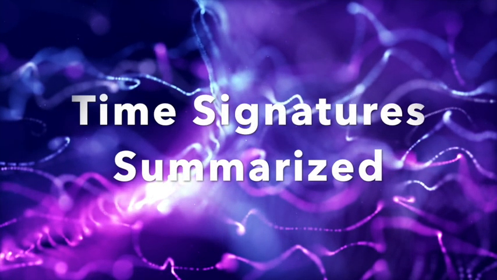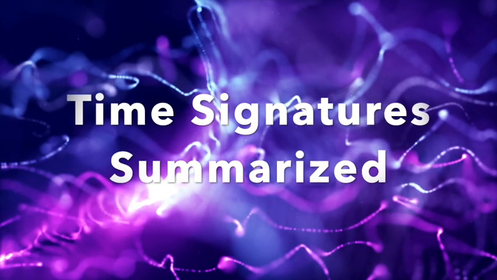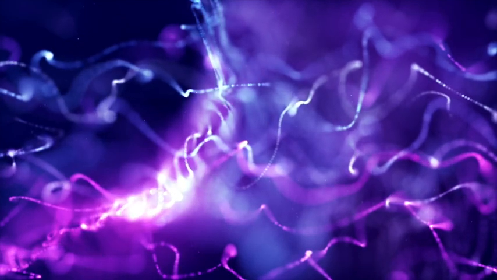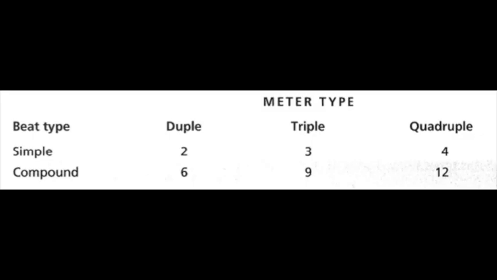Great. Let's move on to summarizing time signatures. So, there are 2 types of beat, simple and compound, and 3 common meters, duple, triple, and quadruple, which can be combined in a total of 6 ways. For each of these 6 combinations, there is a number that will always appear as the top part of the time signature.